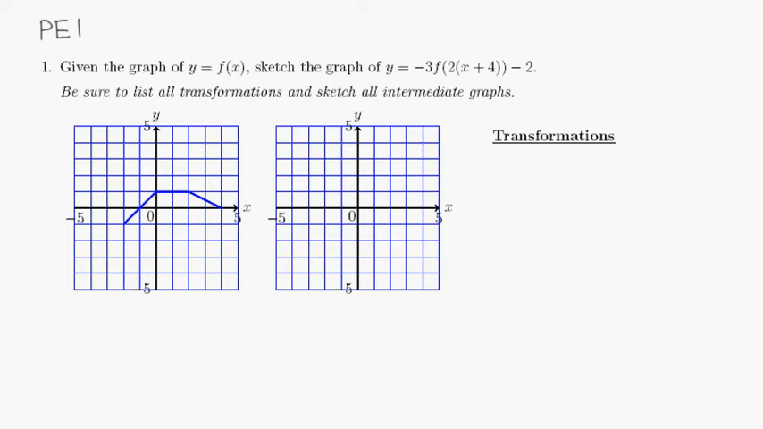All right, let's look at practice exam 1, problem number 1. The graph of y equals f of x is given here, and we want to apply a bunch of transformations to get the graph of this function, y equals negative 3 f of 2 times quantity x plus 4, minus 2. All right, so let's do that.